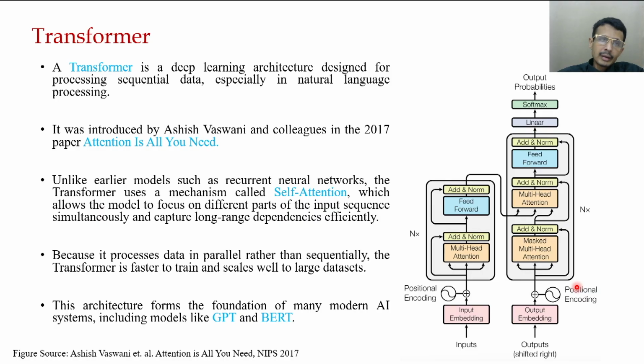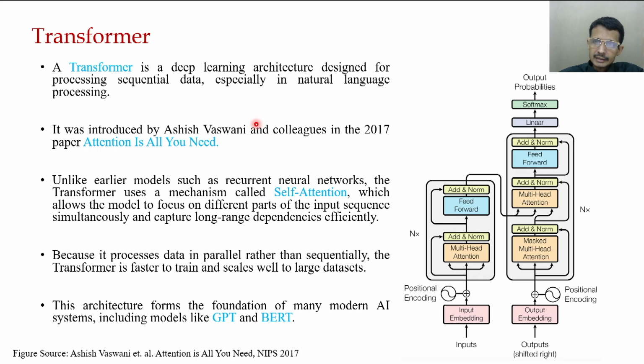In recent times, the transformer is one of the most popular generative models, especially for sequential modeling in natural language processing and any other application, even in vision applications. So a transformer is a deep learning architecture designed for processing sequential data, especially, as I said, NLP problems. It was proposed by Vaswani et al. in 2017 in a seminal paper, Attention Is All You Need.